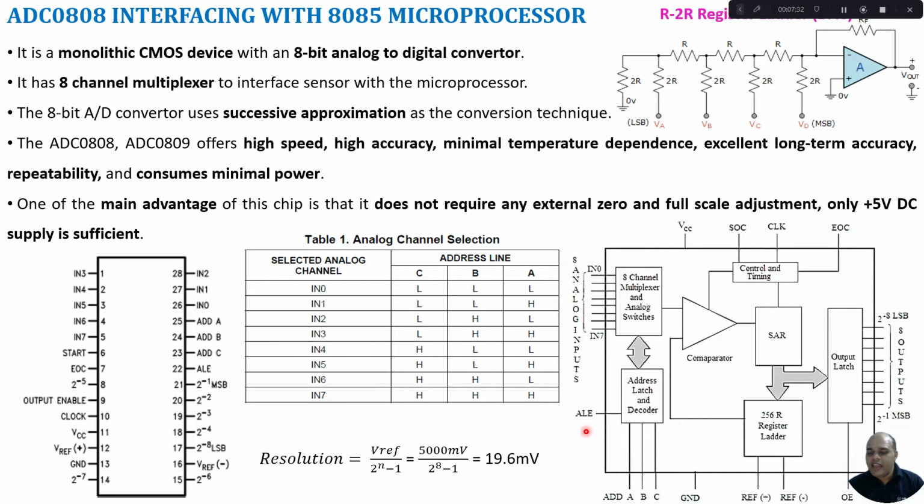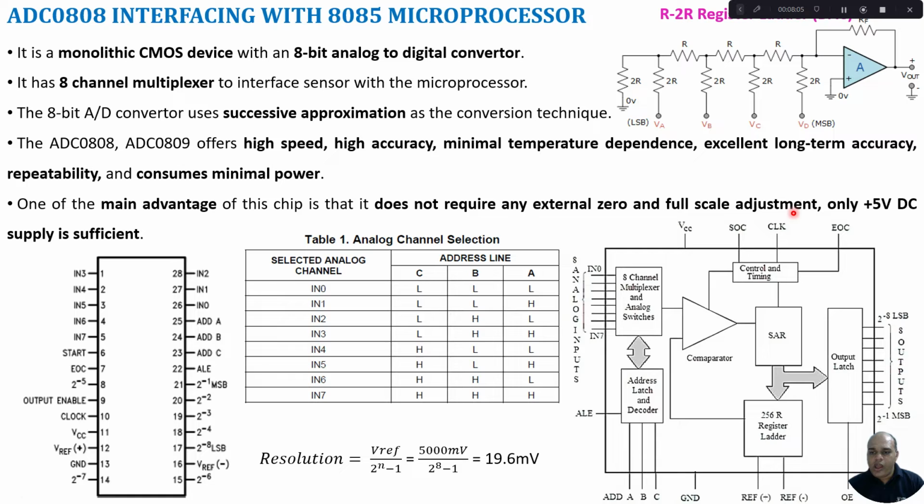Then this ALE is used for latching the address through the select lines. Then we also have a control and timing circuit, which takes the start of conversion signal provided by the user. In the same way, the clock is provided by the user. The clock determines the speed of conversion. Up to 500 kilohertz clock we can connect to the ADC IC, and the end of conversion is indicated by the ADC IC.